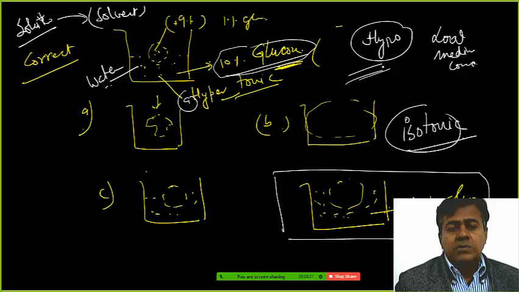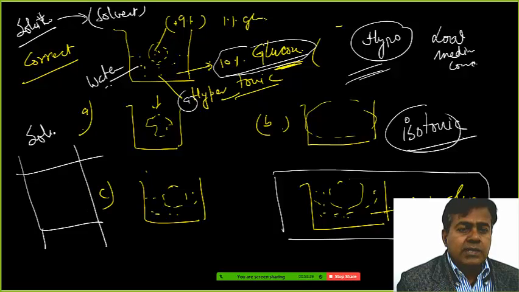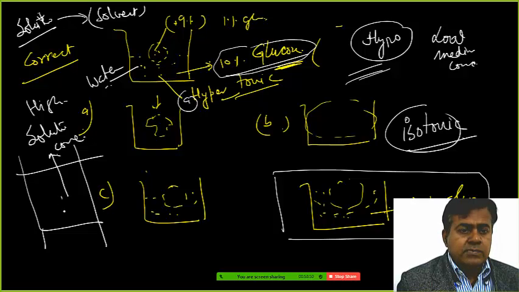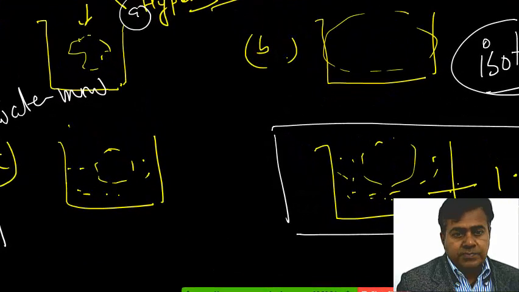Because what is the natural tendency of water to flow? Water is going to flow according to solute concentration. Solute concentration if is high, water moves towards the, suppose this is a low solute concentration and this is high solute concentration. What will be the ultimate direction of the water movement? From high to low or low to high? That's correct.